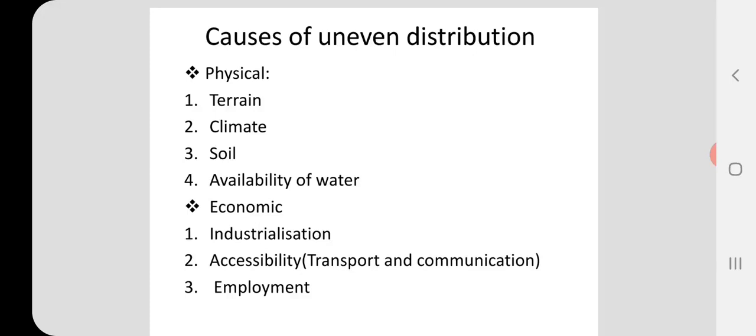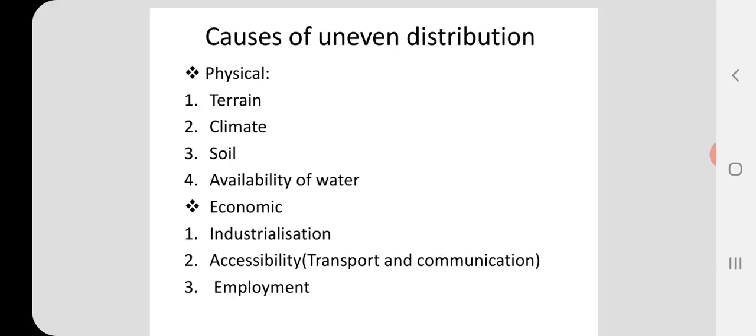Secondly, the climate. Climate influences the distribution of population very much. People always want to live in a favorable climate. In areas having an extreme climate, there is minimum population in India. Like in the desert areas, or in the hilly areas, in the winter season it is too cold, and in the summer season it is too hot. So the areas having an extreme climate have very little population.